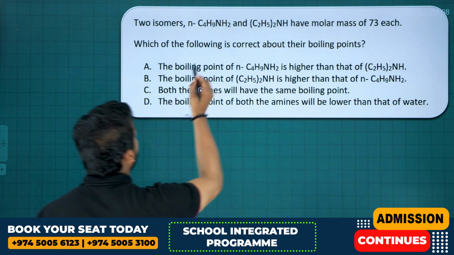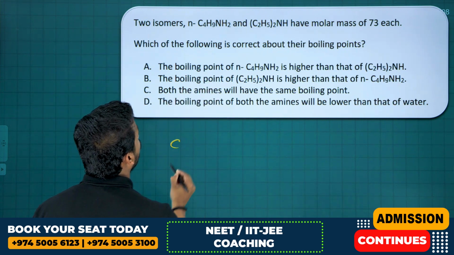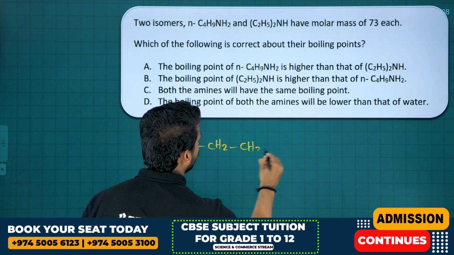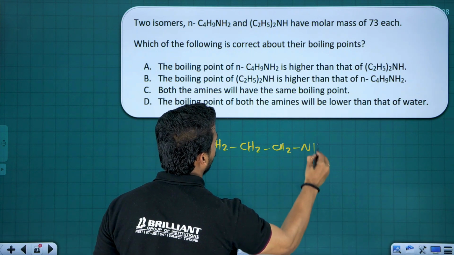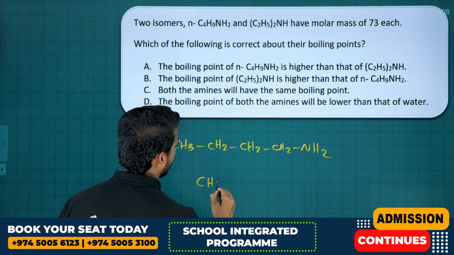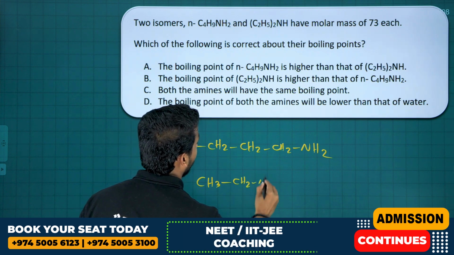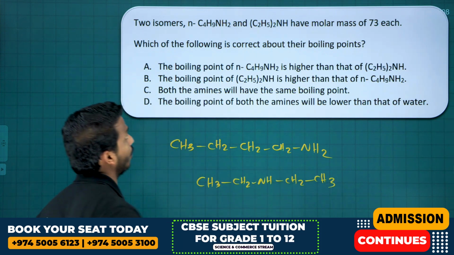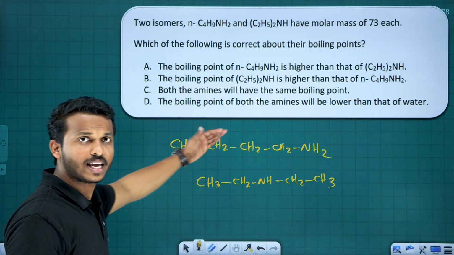Two isomers. What are the two isomers given? C4H9NH2: CH3, CH2, CH2, CH2, NH2, butanamine, and CH3, CH2, NH, CH2, CH3, N-ethyl ethanamine. They have the same molecular formula. See, they are isomers, right?